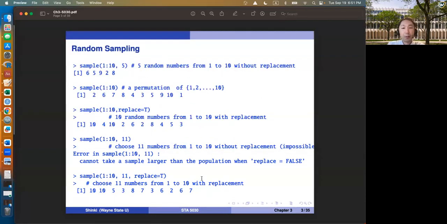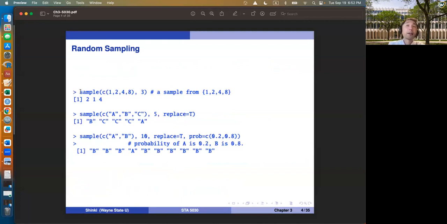Any questions on the sample function? Again, this is basically random numbers out of this specific set of observations, so basically a uniform random variable in some sense.